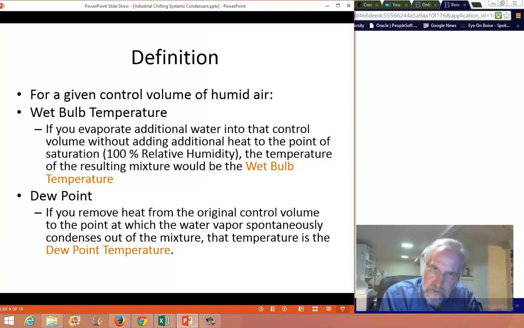The temperature of that mixture drops to the point again where the relative humidity is 100%, and the water vapor spontaneously condenses out. That's called the dew point temperature. In our weather phenomenon, that's what happens when fog forms in the air.